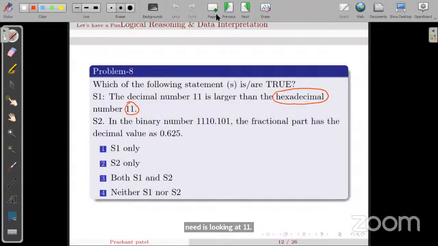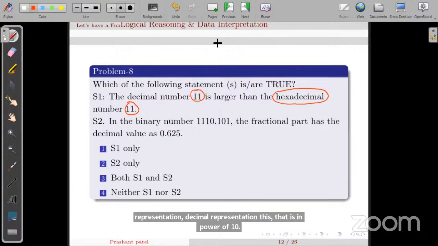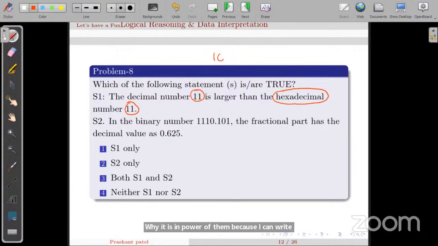So what is the question? The decimal representation of 11 is 11, which is in powers of 10. Why is it in powers of 10? Because I can write it as 10 multiplied by 1 plus 10 power 0 multiplied by 1. So that's why it is 1, 1.